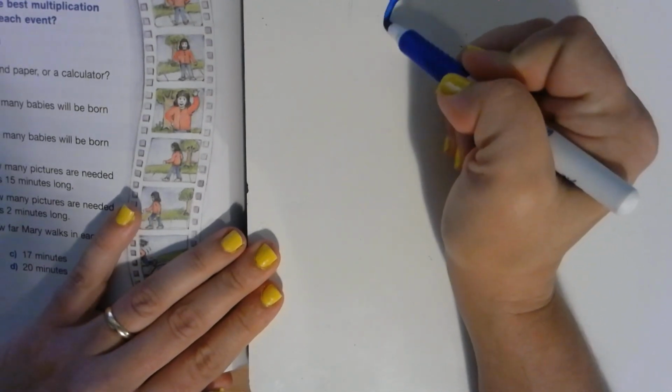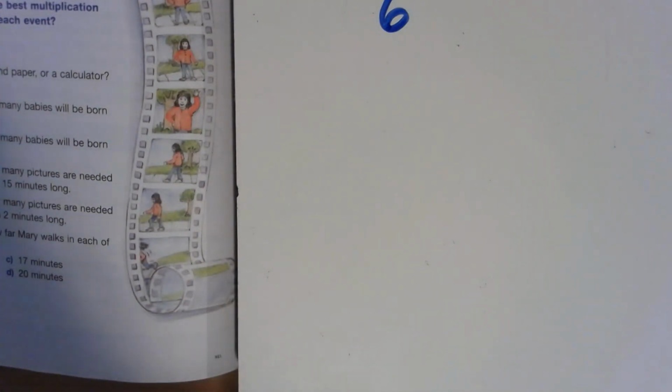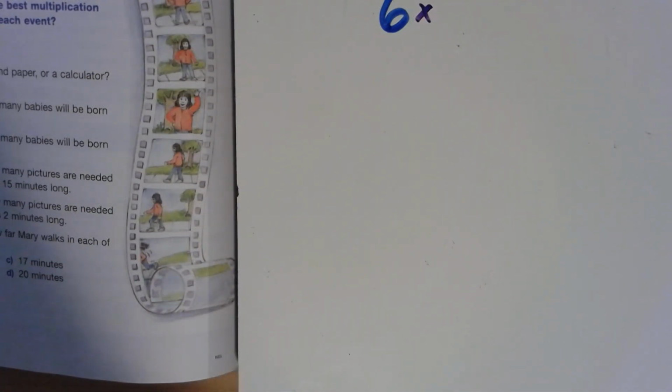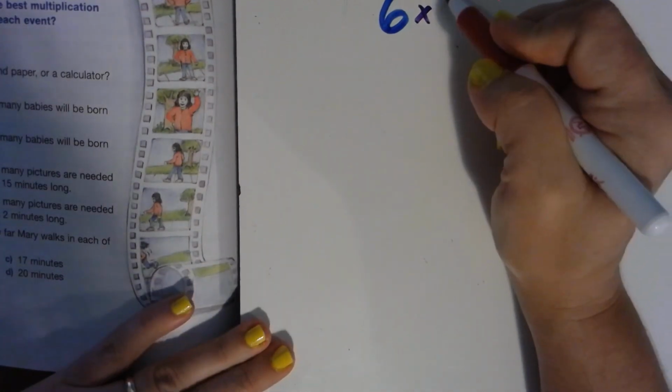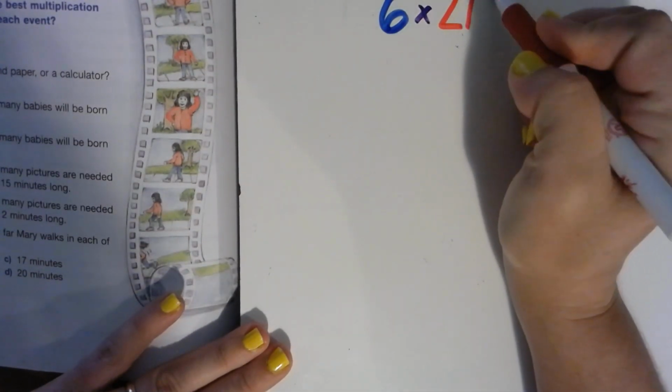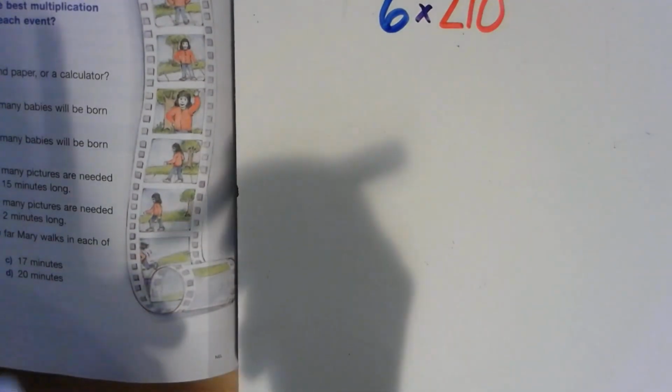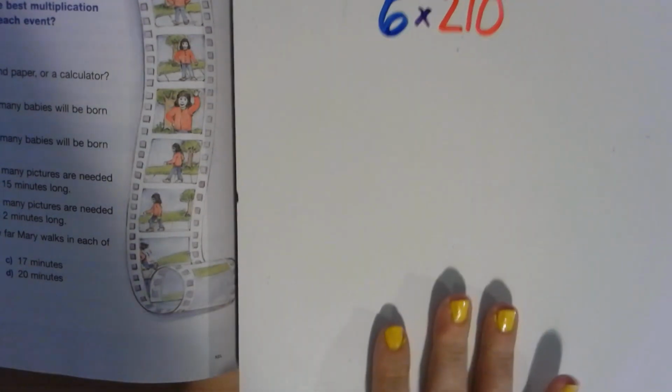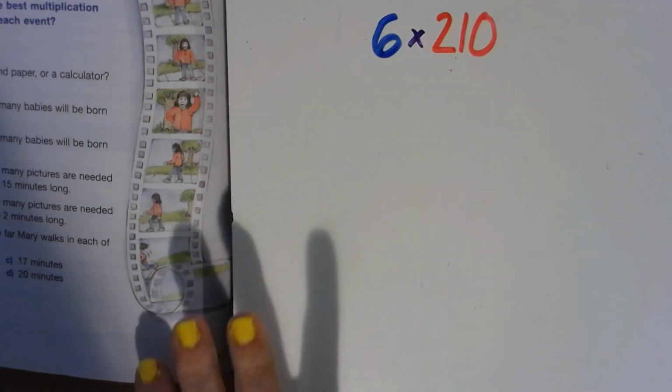I'm going to use the number 6 because it is a little number, and when I teach something, I like to use lower numbers just to help make sense. So I'm going to use the number 6. And I'm going to multiply it by the number 210.